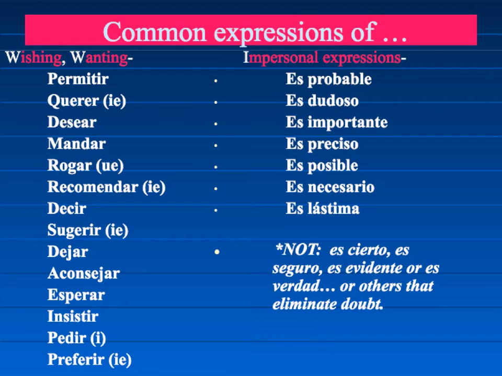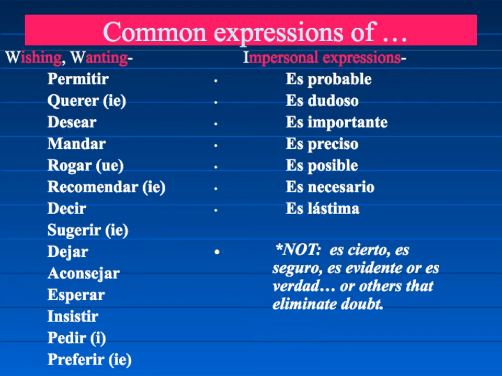Okay, notice that the asterisk talks about a few that would not require subjunctive, because subjunctive is driven by meaning. You're going to see some like es cierto, es seguro, es evidente, es verdad, that eliminate doubt, and that means that there will be no subjunctive. Subjunctive is not needed when the sentences are absolutely clear.